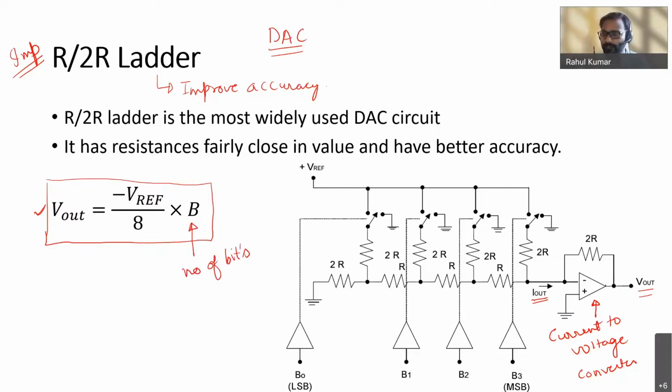So this R to 2R ladder is very simple to construct. You would need only 2 precisely controlled resistors, right? So similarly, there are several advantages of this. You can read or search for those advantages. Okay.